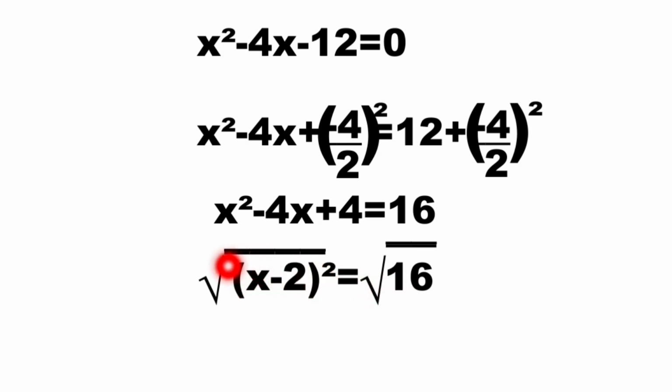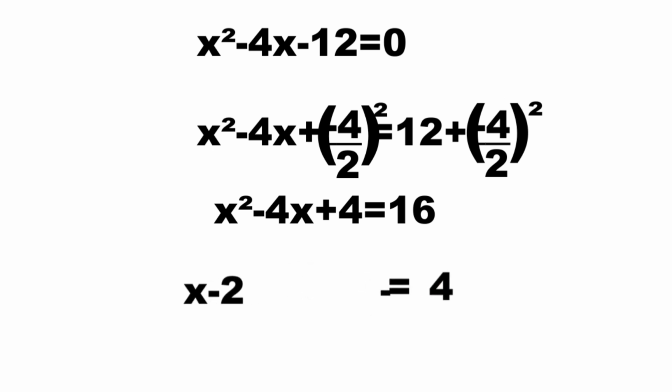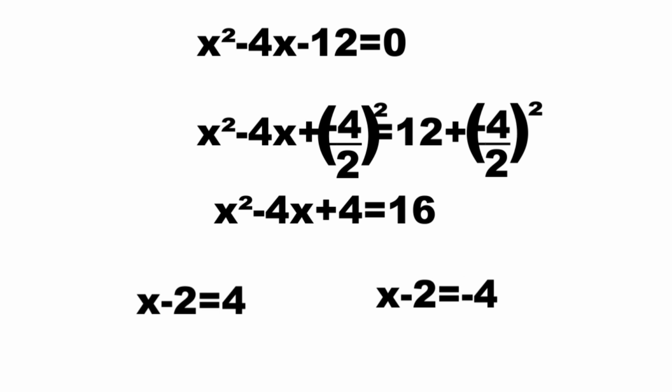The square is cancelled by the square root. And the square root of 16 gives us x minus 2 equals plus or minus 4, because the square root of 16 is plus or minus 4. Then you can now have the two values: x minus 2 equals 4, the positive, and x minus 2 equals negative 4, the negative.